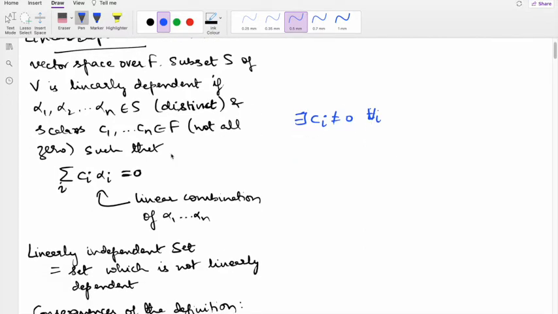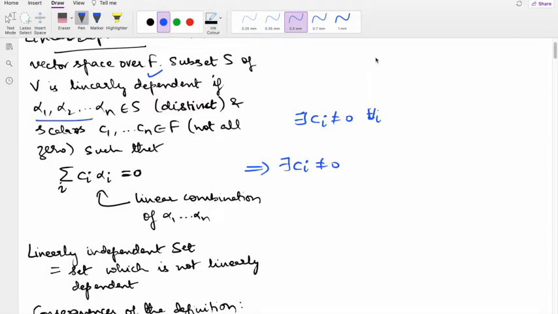So such that this is true, right? That is, if I take the linear combination of these vectors alpha 1 to alpha n with these scalars c1 to cn, I get the zero vector, right? So this basically tells you that there is at least one ci which is not zero, right? And if this happens, then we say that these vectors alpha 1 to alpha n are linearly dependent. And so this is for any set.